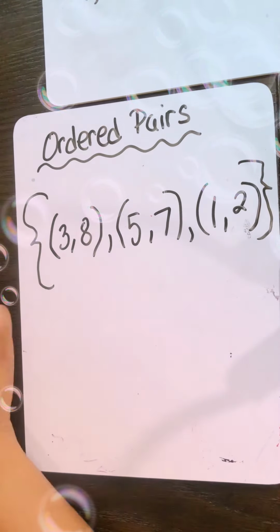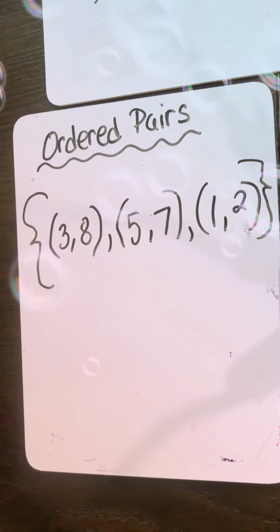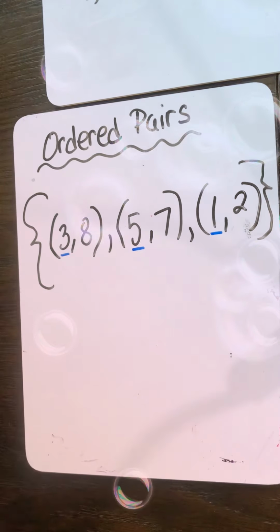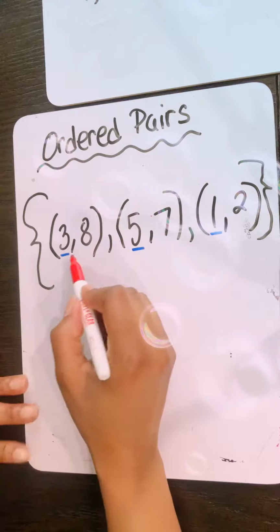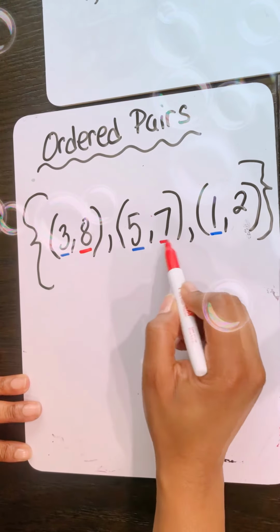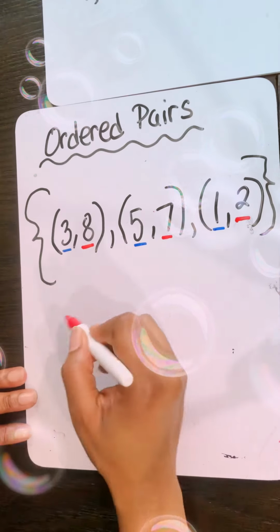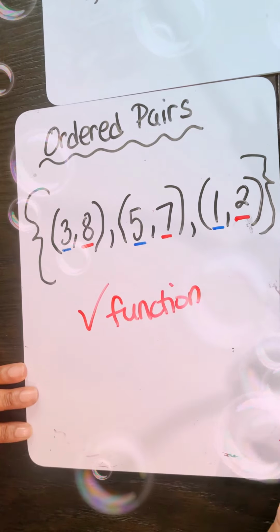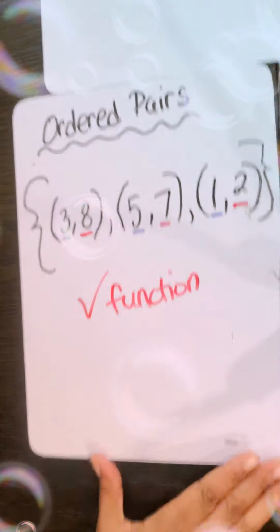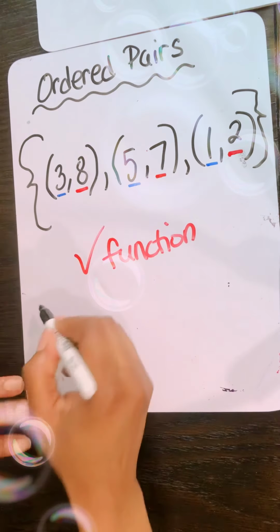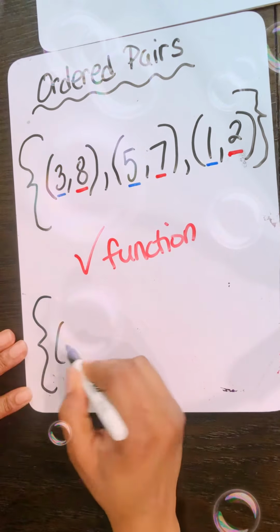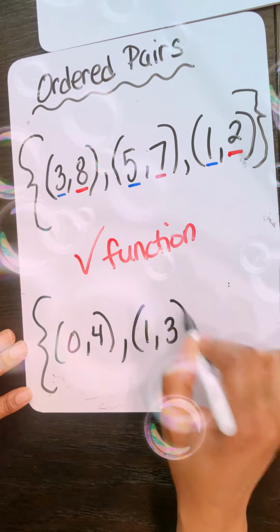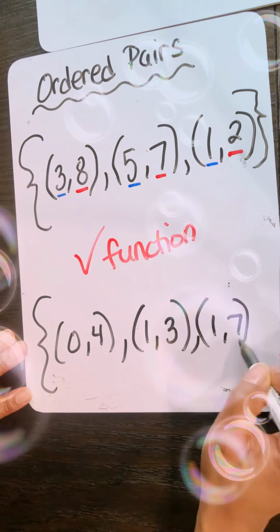Okay, and how do we know that this is a function? We know it's a function because according to the definition, each input has one single output. So 3 can only go with 8, 5 can only go with 7, and 1 can go with 2. So we can say, yes, this is a function because there is one output for each input. What if we had the following example? Let's say we did 0, 4. Then we had 1, 3. And then we had 1, 7.